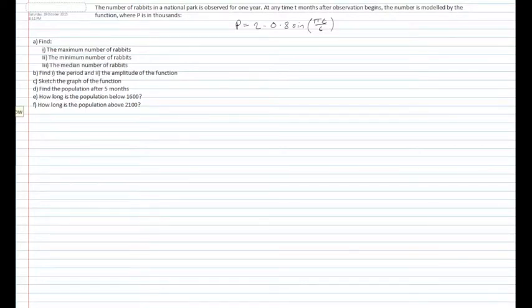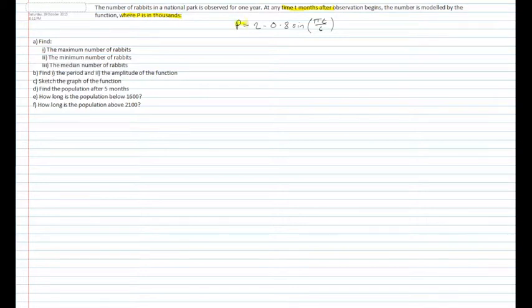Alright, so the number of rabbits in a national park is observed for 1 year. At any time t months after observation begins, the number is modelled by the function where p is in thousands. So let's just go through and highlight the key information. At any time t months, the number is modelled by the function where p is in thousands.